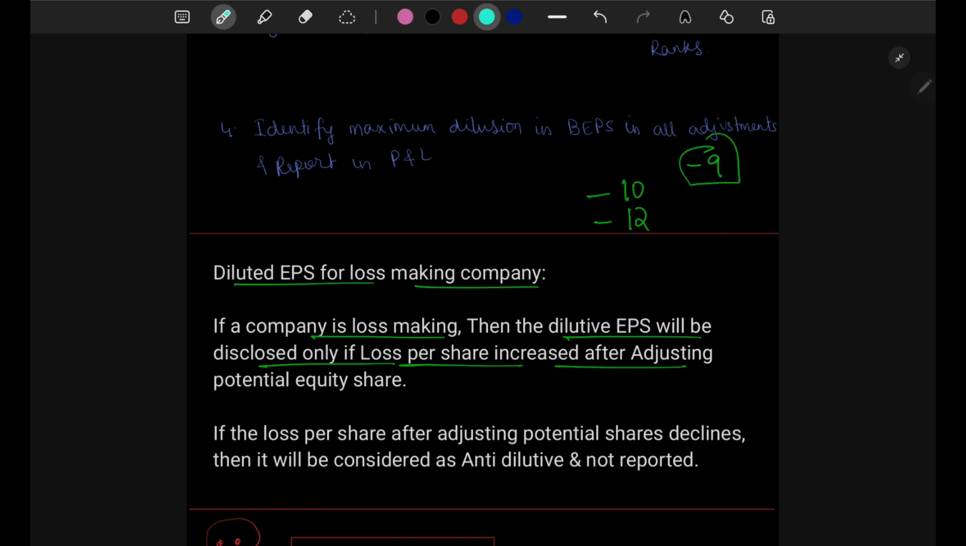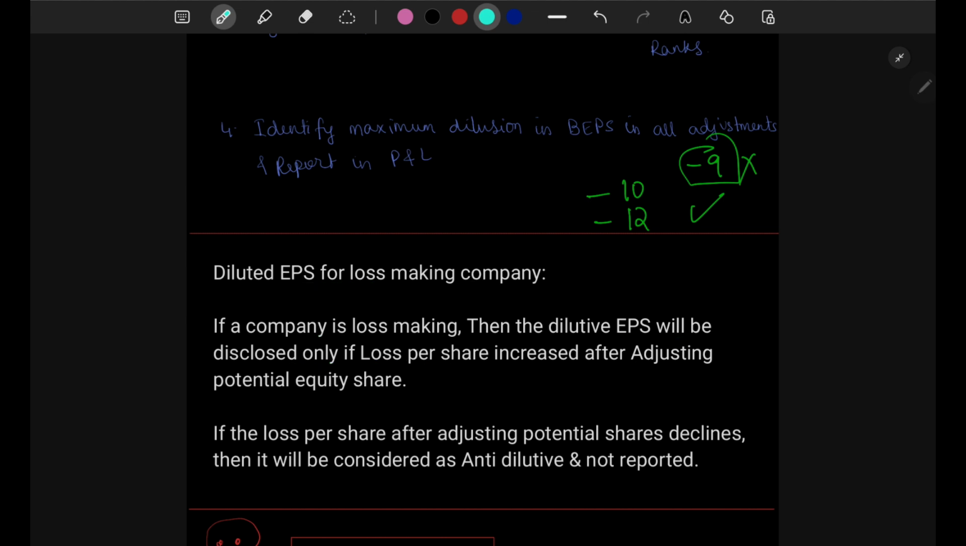Because negative, it is opposite, right? So if the loss per share reduces, then it is anti-dilutive. If the loss per share increases, then we will have to show it. Okay, I will just read it again.